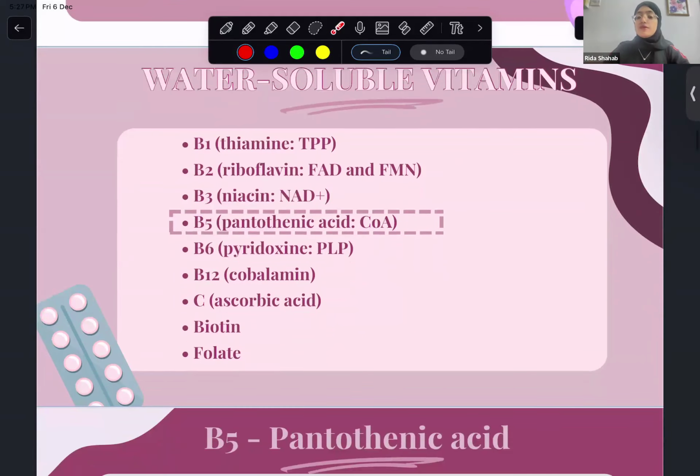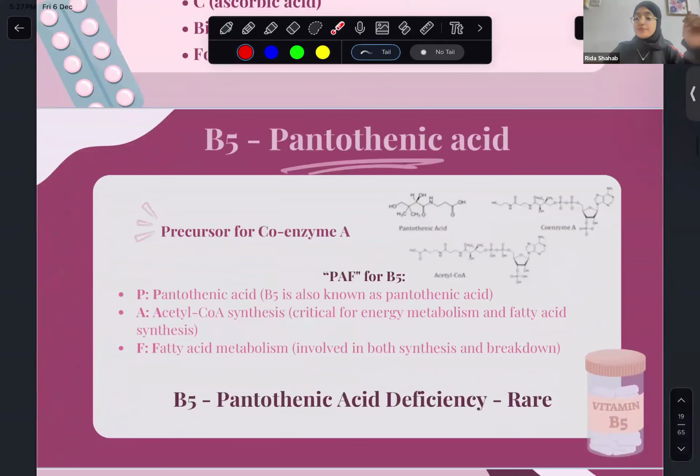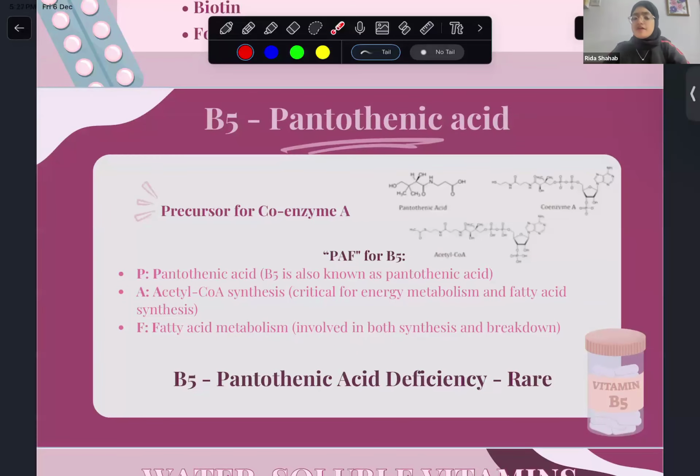Okay, now B5 is pantothenic acid, okay, which is an important precursor for coenzyme A, and deficiency of B5 is really rare. All you need to remember for this is PAF for B5. So we have three mnemonics in this lecture, okay? The first one was the lovely coenzymes for nerds, which you guys already know. The second one was for thiamine, which was ATP for B1. And the third one is PAF for B5.